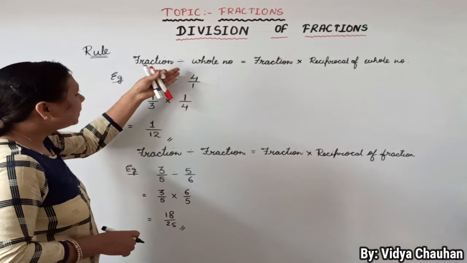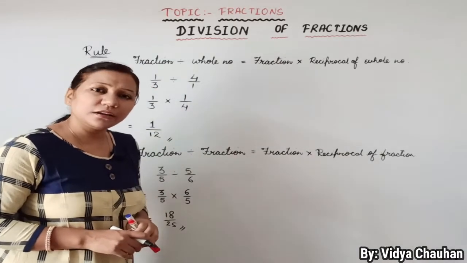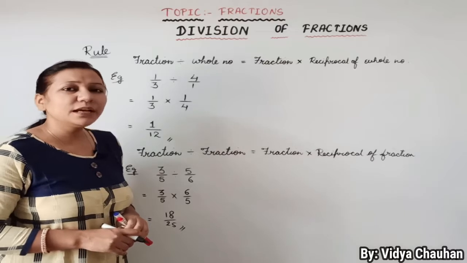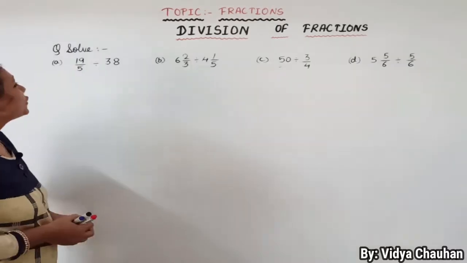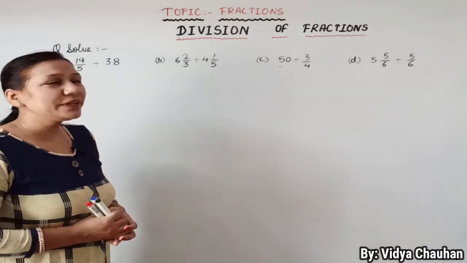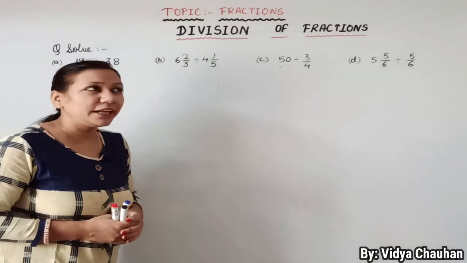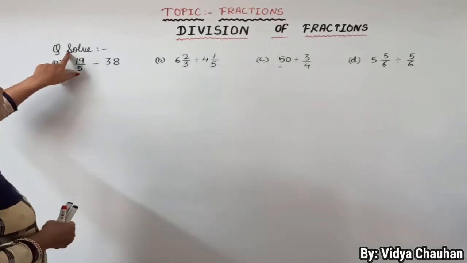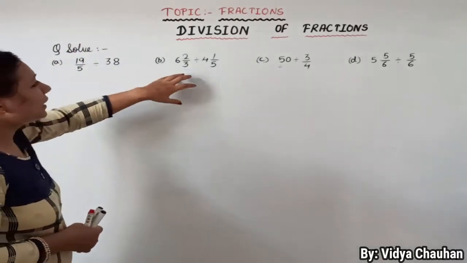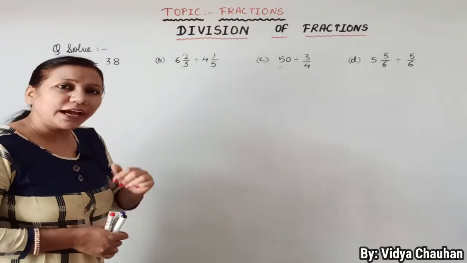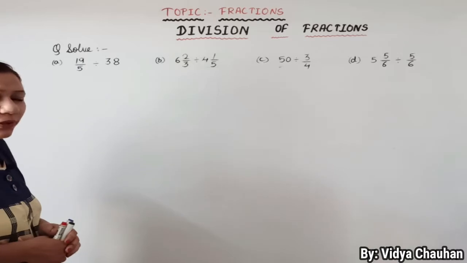So I hope the rule of solving the division of fractions is clear to all of you. Let's take some examples to understand this concept in a better manner. As you can see here, our question is to solve these 4 sums, where different categories of questions are given to us, and let us understand the solution of each part one by one.